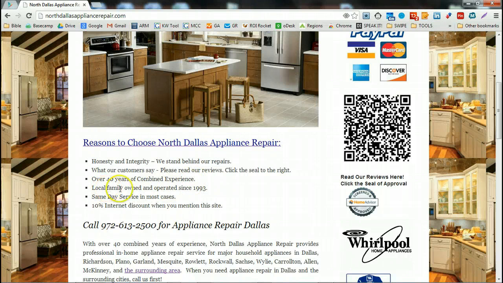Same thing again right here, "local family owned and operated since 1993." Unfortunately, that's still about your company. It's not about the customer. Okay, so how is this going to benefit them? What is in it for them? What do they get out of the fact that you've been in business since 1993?